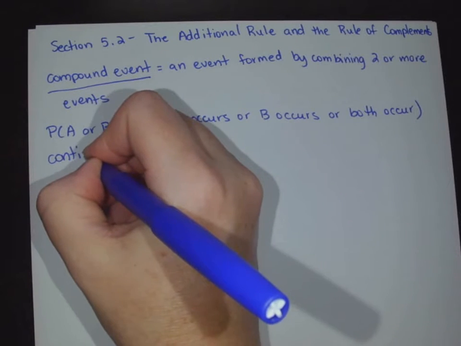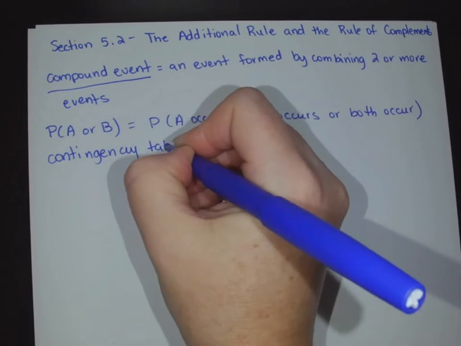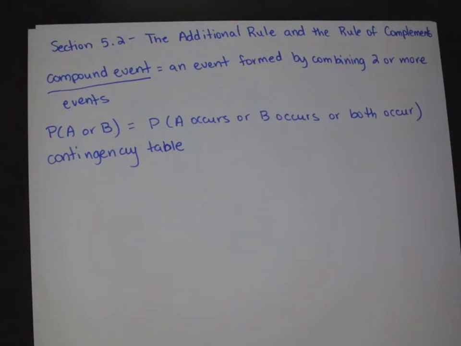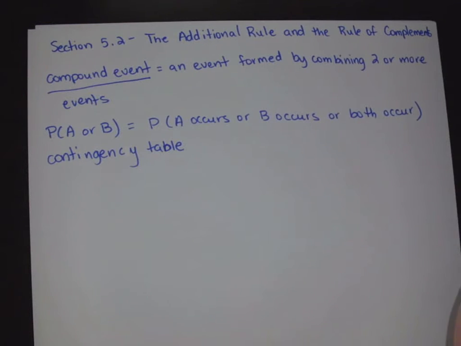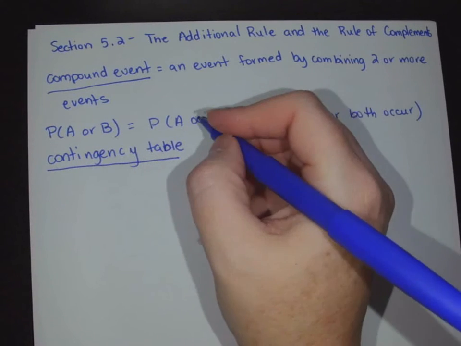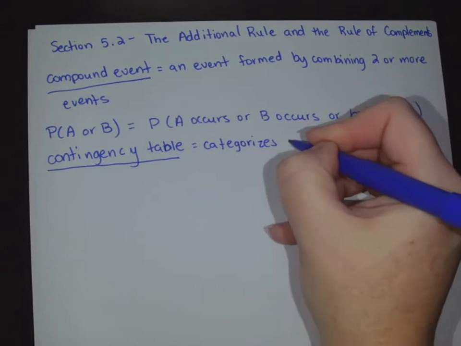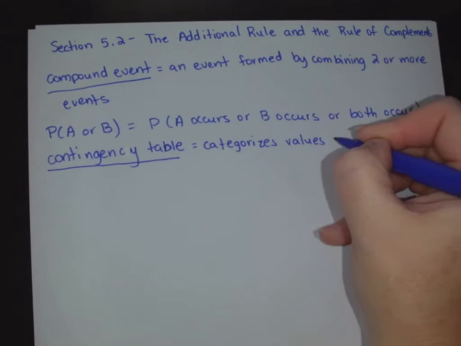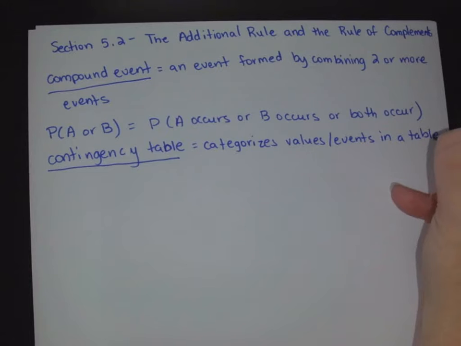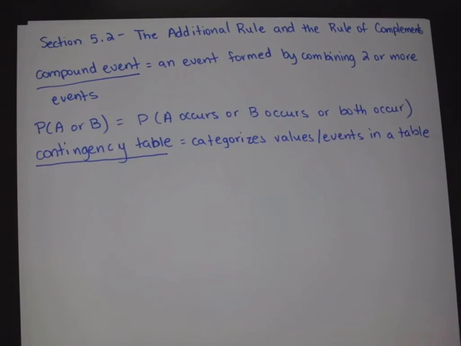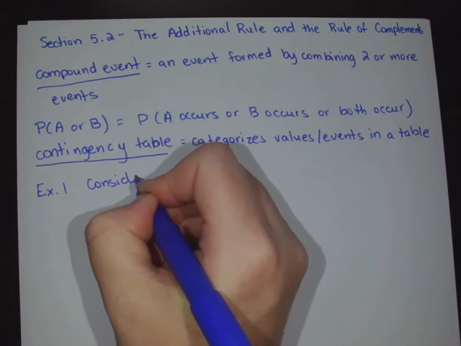And so sometimes we will look at our data organized in a table, and this is called a contingency table. My Y kind of looks connected to my C there, so let's fix that. And so a contingency table basically categorizes the different events into a table. A lot of the times we're going to see our data presented to us in this way, and it's just a good way to organize it, and then we can answer questions based on it.